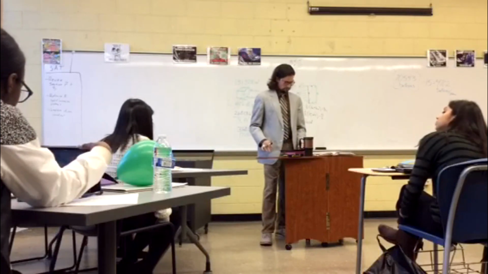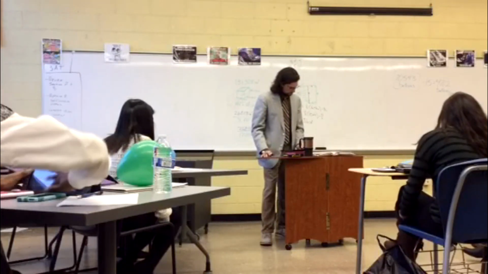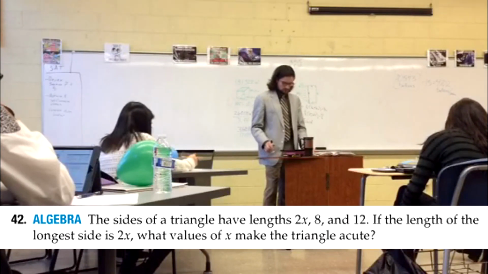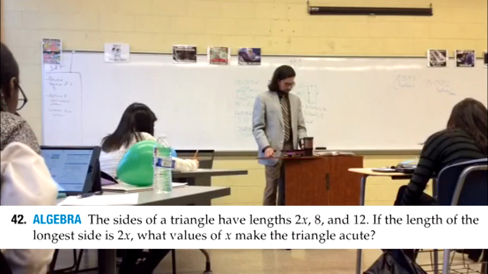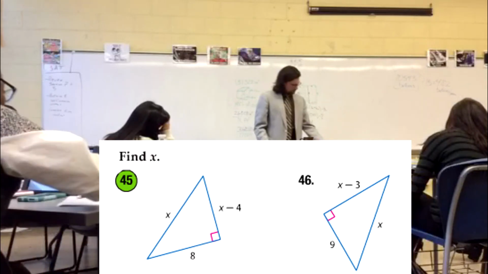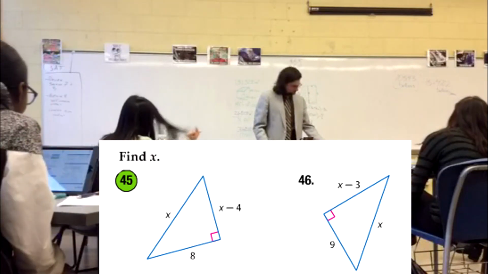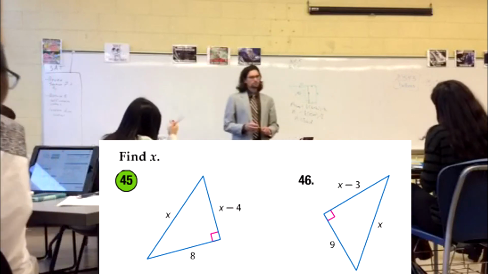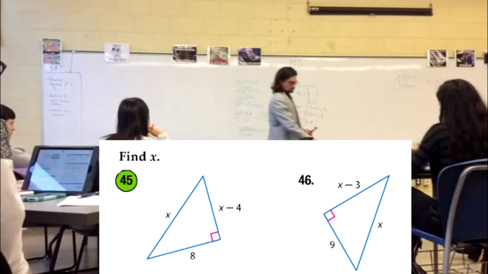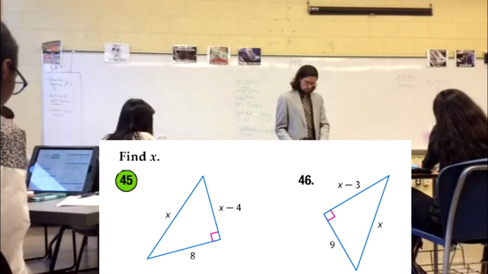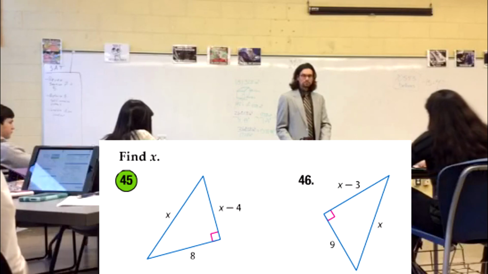Anything else? What am I missing? 42. Your x values are between 6 and 2 radical 13. 45. Your x value is 10. 46, your x value is 15. Wait, what was 42? I didn't hear. Between 6 and 2 radical 13. Okay.